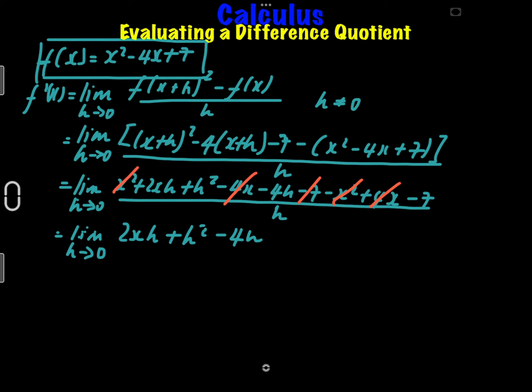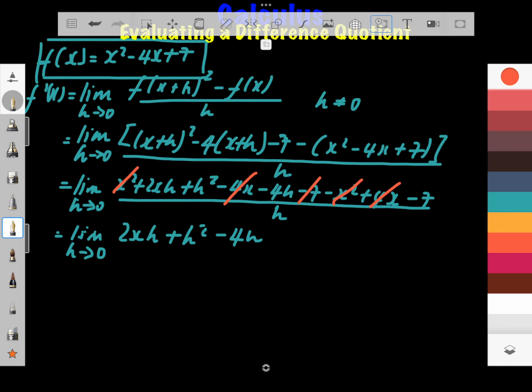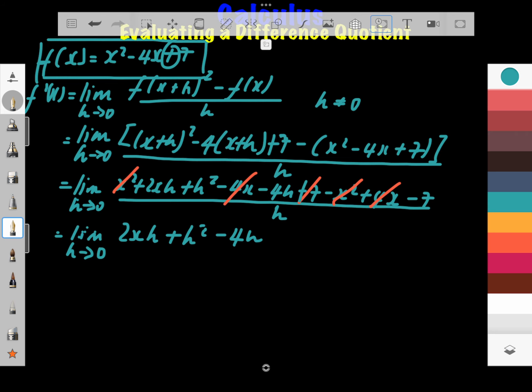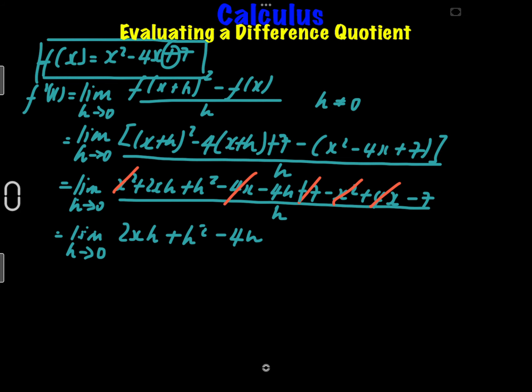In fact, this 7 is actually positive. This 7 was positive, this is positive there, and that is also positive. Now, because of that, positive 7 subtract 7 gives us 0. And all of this is divided by h.